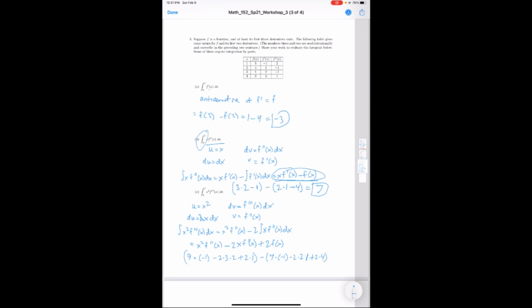So let's see, this is going to be negative 9 minus 12 is negative 21 plus 3. So that comes out to negative 18, if I'm doing my arithmetic right. And this is going to be negative 4. On the right, in the second parentheses, we have negative 4 minus 4 is negative 8 plus 8 is 0. That comes out, that's convenient. So this should be negative 18.